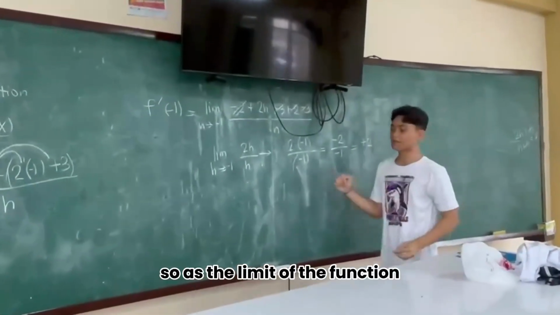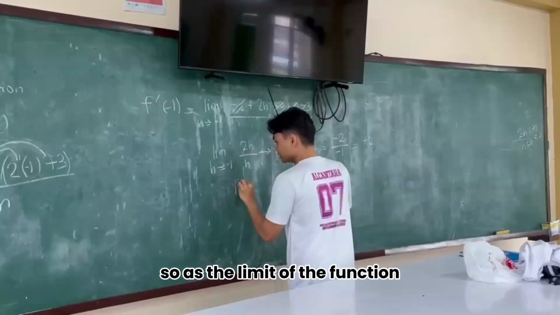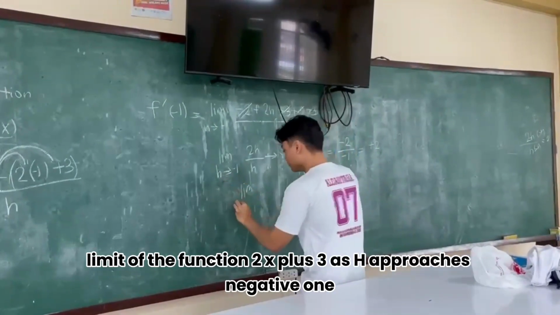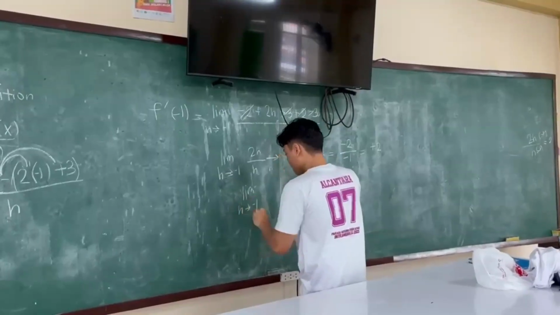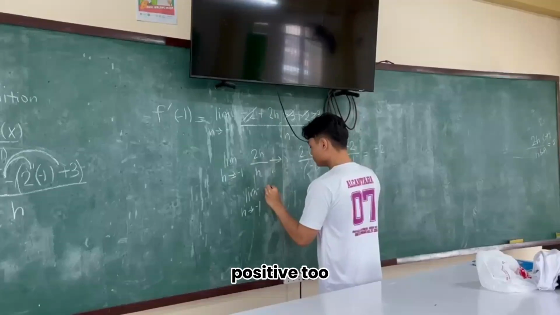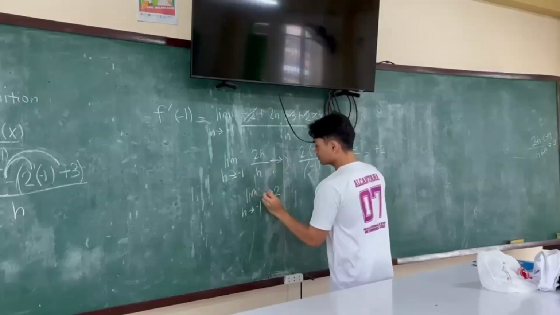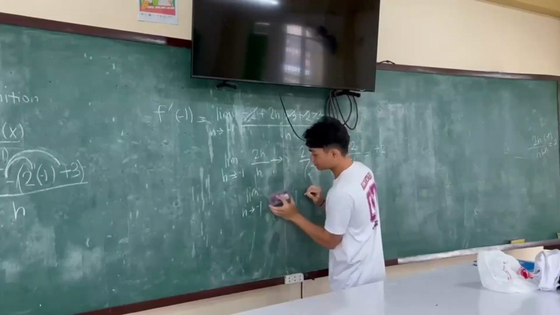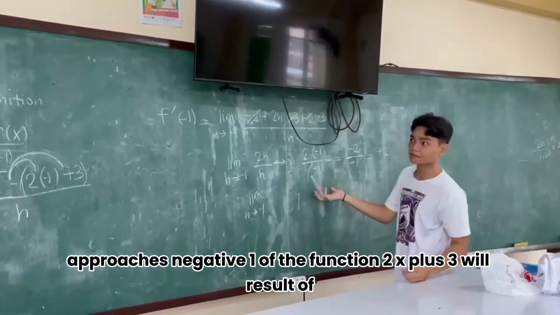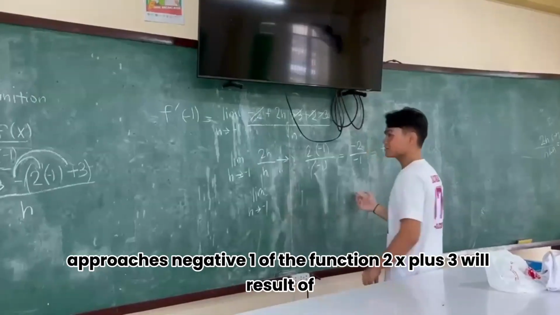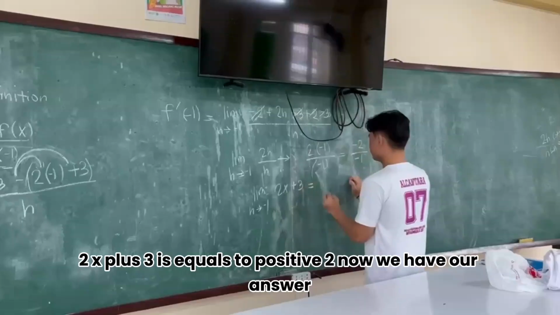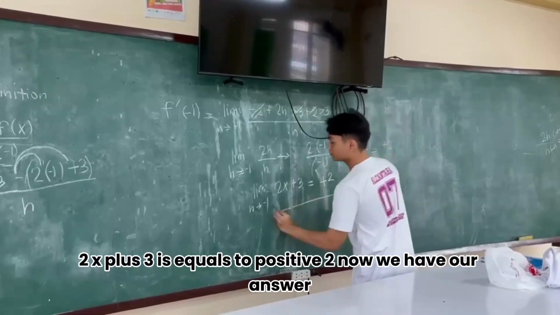So as the limit of the function 2x plus 3 as h approaches -1, we can conclude that our answer will be positive 2. Let us write the function first: the limit as h approaches -1 of the function 2x plus 3 is equal to positive 2. Now, we have our answer.